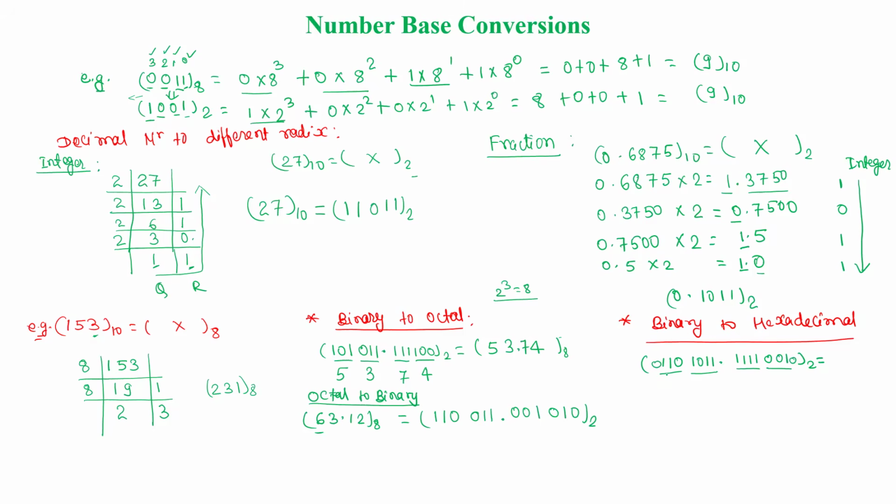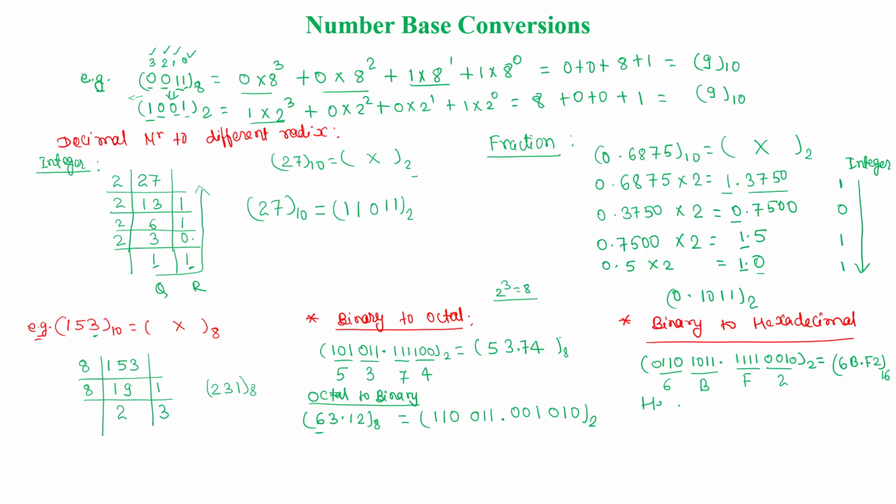So now what is the equivalent? It is 6. This is 8 plus 3, 11. But 11 we don't write in hexadecimal, so 11 is represented by B. Now this is 15. 15 in hexadecimal is F. 0010 is 2. Okay, so we'll write 2. So finally in hexadecimal, this is 6B.F2 with radix 16. So this is how we have converted binary to hexa.